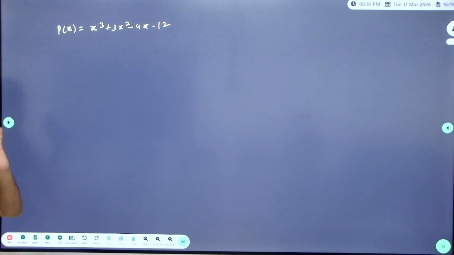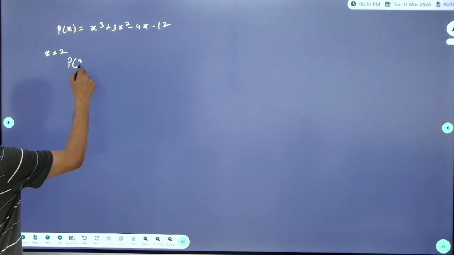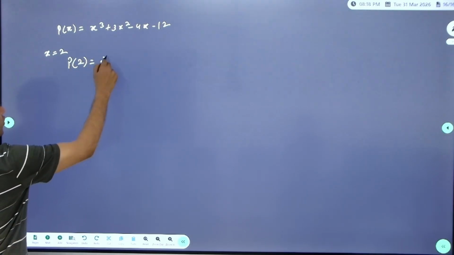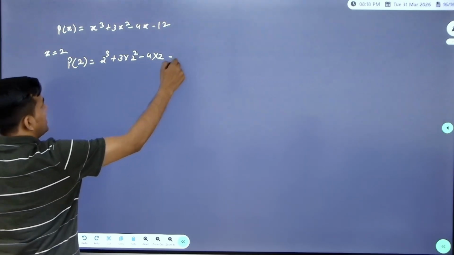So 1 and minus 1 is not working. So check with 2. Take x equal to 2. So P(2) is equal to 2 cube plus 3 into 2 square minus 4 into 2 minus 12.